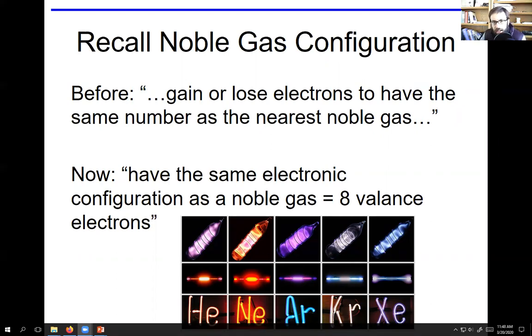Okay. So just saying about the electronic configuration, that's going to be, for most cases, 8 valence electrons, okay? Except for helium, that has 2 valence electrons. So hydrogen, which is going to become like helium, is going to actually only form 2 valence electrons.